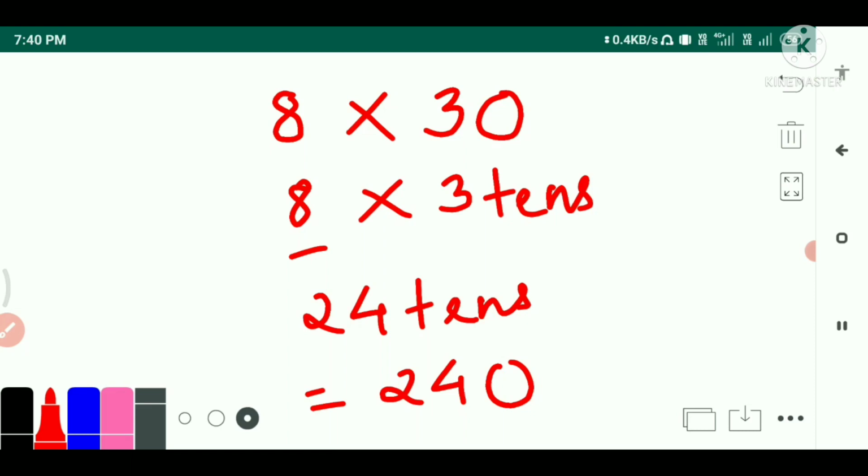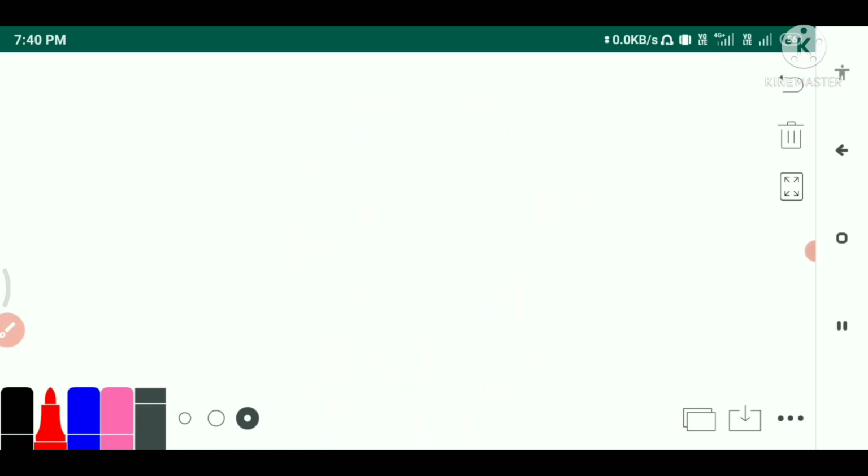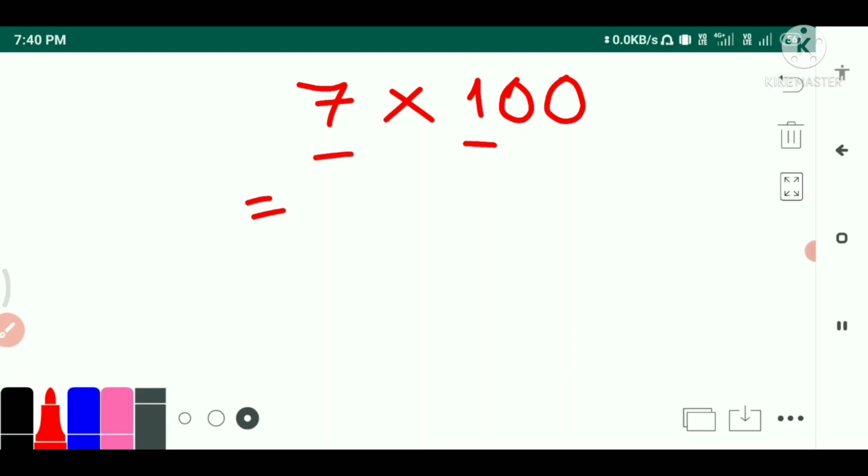So I hope you have understood how we can multiply any number with tens. Now we'll see how we can multiply by 100. If I write another number, say for example 7, and I multiply 7 by 100, we'll see only the numbers. Here 7 is there, here 1 is there. So 7 into 1 will be 7, right? And now we'll put these zeros on the right side of the number. So our answer will be 700.